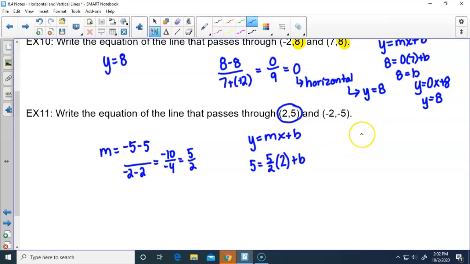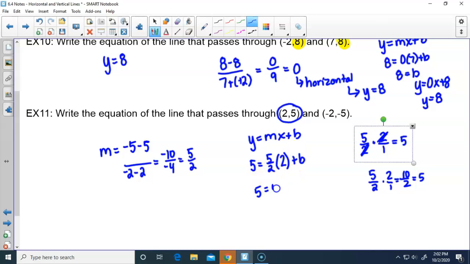We do have a fraction, but it's not too bad because whenever you do 5 halves times 2, that's like 2 over 1. And these 2's right here can cancel, and you just get 5 over 1, which of course is 5 right here. Or if you need to, you can do it this way. 5 over 2 times 2 over 1 is 10 divided by 2, which is 5. So we've got 5 equals 5 plus b, and we could subtract 5 from both sides, so 0 equals b. So our y-intercept here is 0.